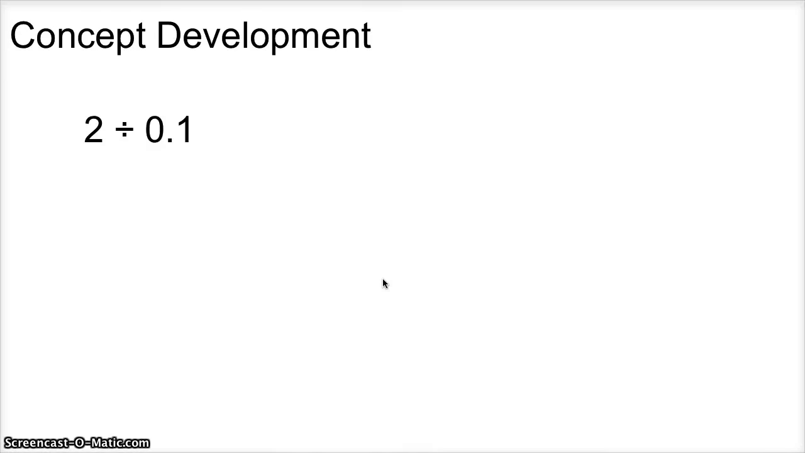All right, our first problem today is actually one that we did yesterday, so this is review. So how do I read this problem? 2 divided by 1/10. I want you to think about this problem like we already know how many tenths. 2 divided by 1/10 is how many tenths? We know it's 20 tenths. But let me show you why that is and how we get that answer.